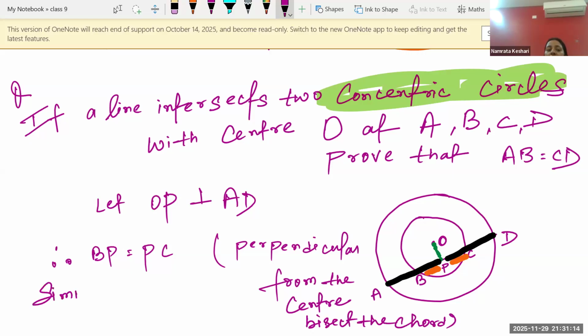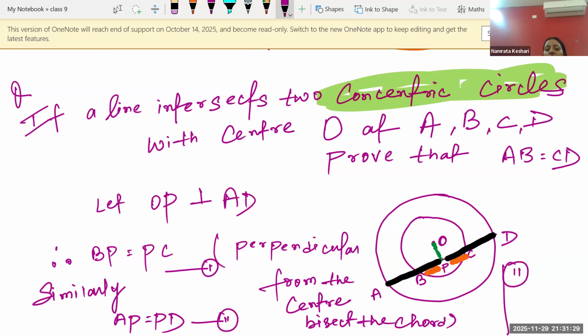Similarly, again and again, I don't need to write the same theorem. Okay. Similarly, AP is equals to PD. That is equation number one, and this is equation number two. I just need to do the subtraction. That means I'll be subtracting equation two, 2 minus 1 I'll be doing.